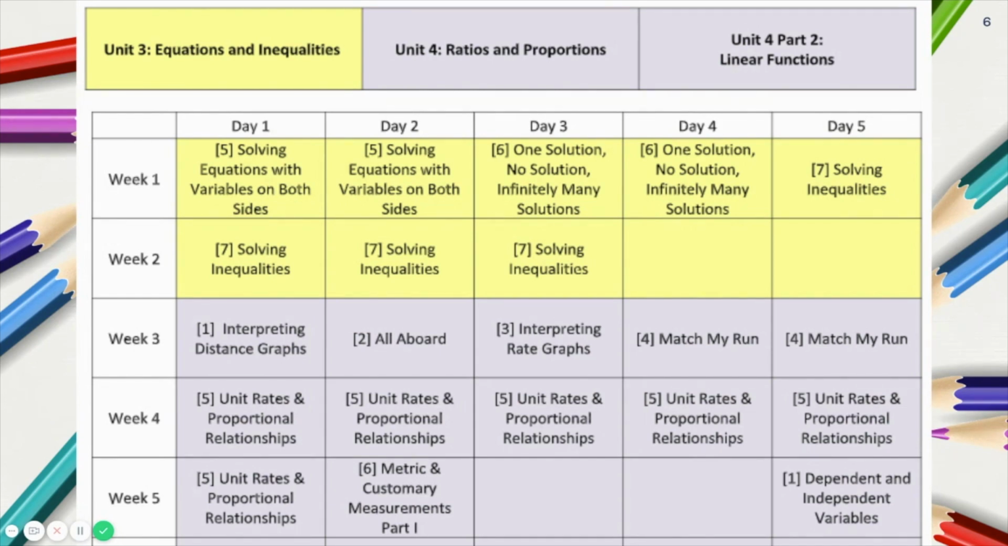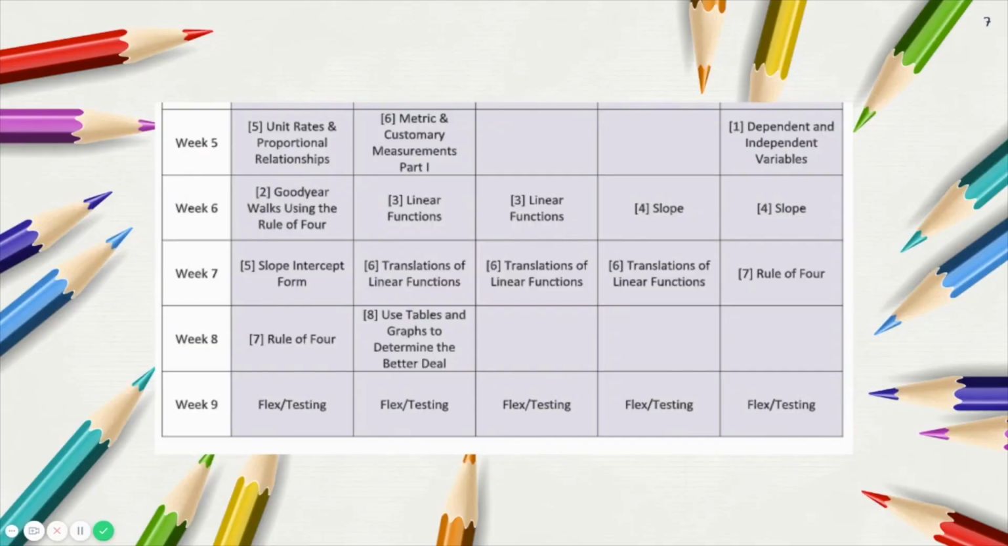The ratios and proportions unit is relatively the same. It ends right here in the middle of week 5. So these two purple days right here are where you will assess Unit 4 for your accelerated students. Then you will begin Unit 4 Part 2, which is all about linear functions. So make sure you cover all of these things here.